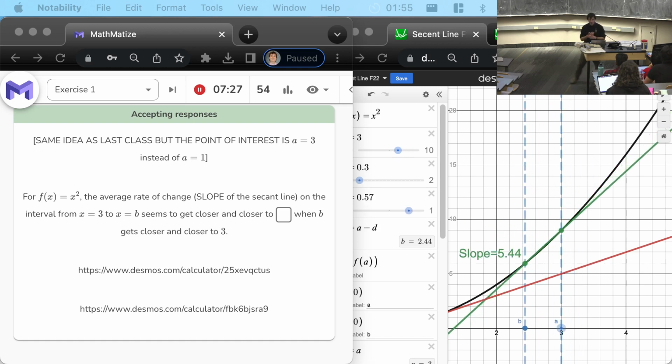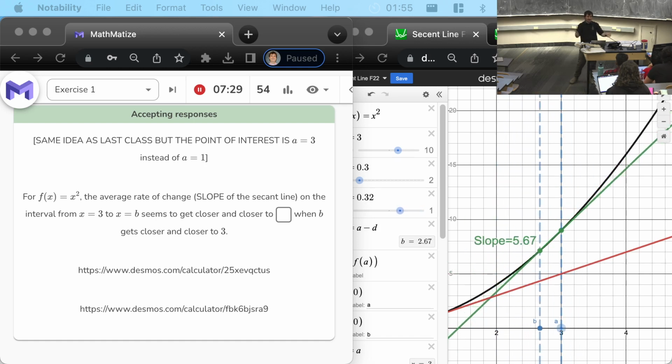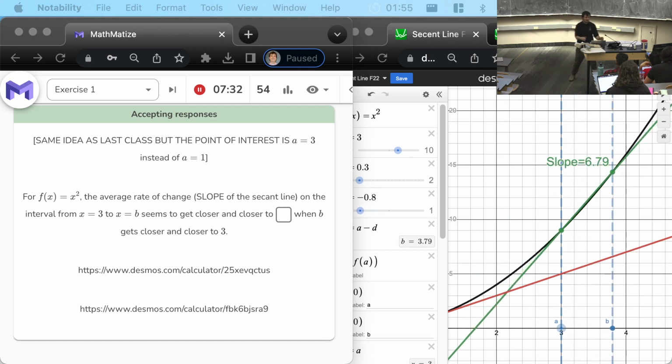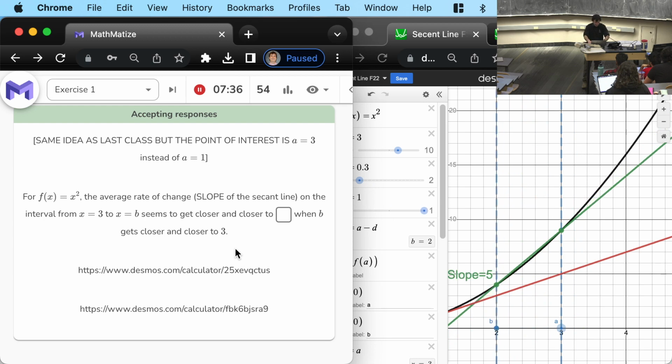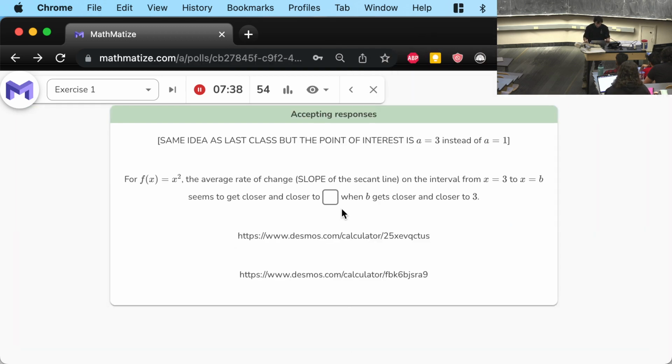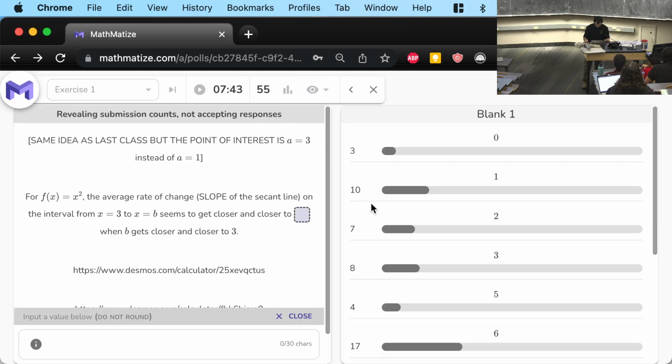Okay, so we had this question in Mathematize about the slope of the secant line. The slope of the secant line depends on 2 points, but what happens when one of the points gets very close to the other point for this function, y equals x squared? The slope seems to get closer and closer to, what did people say?